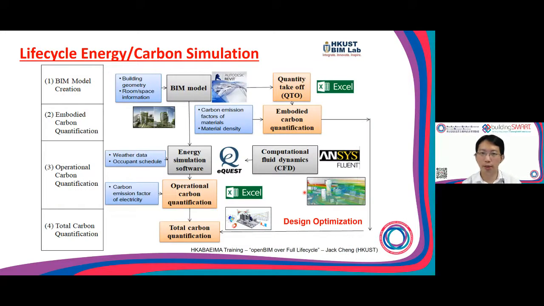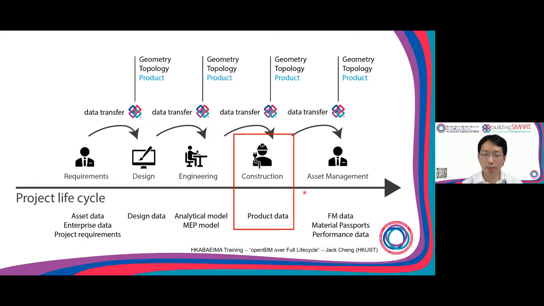By doing that, we can link up multiple software through IFC, through an open standard, and then we can perform optimization of the design so that we can get a low carbon or low energy building design. This cannot be achieved by a single software. To link up multiple software, we need this kind of interoperability. So these are examples of the open BIM standard for design and engineering.